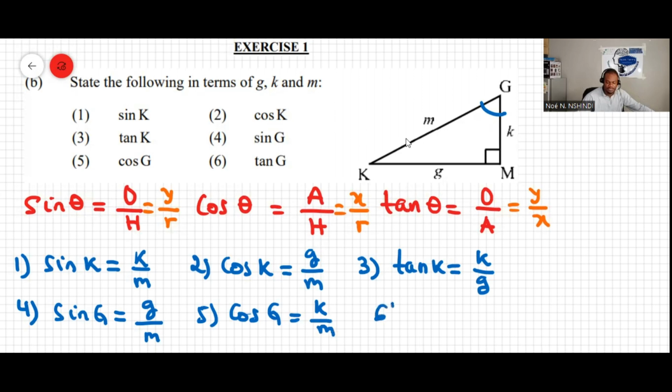And then 6 here, tan G. Tan is opposite over adjacent. Opposite G is G, and the adjacent is K. So this will be G over K.